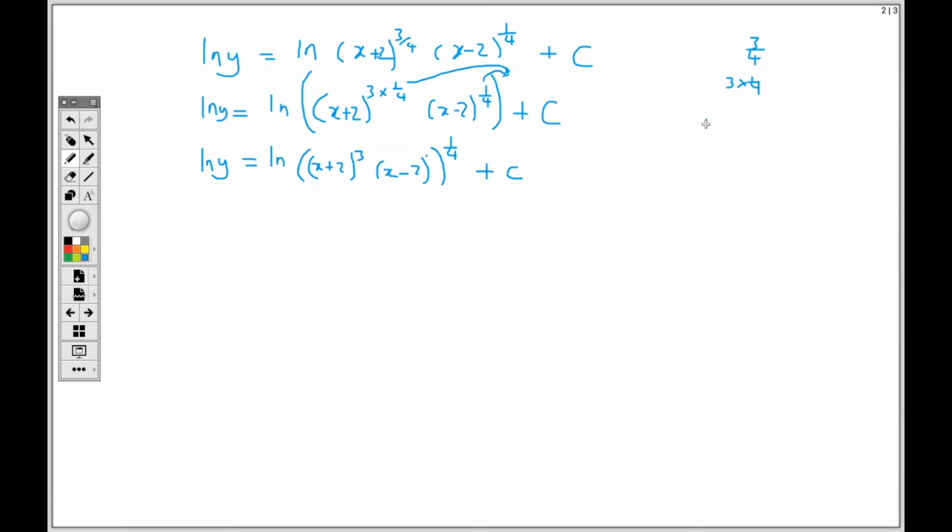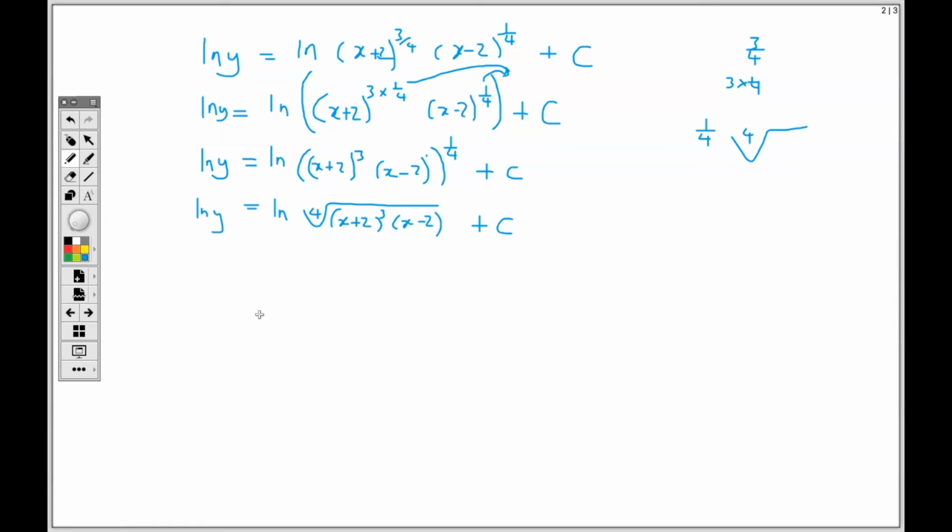Now, 1 over 4 is the same thing as the fourth root. So I can have this as the fourth root. So rewriting this, I have ln y is equal to ln fourth root of all of this, which is x plus 2 raised to the 3 times x minus 2, plus c.